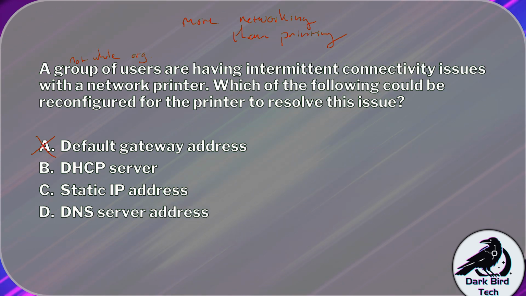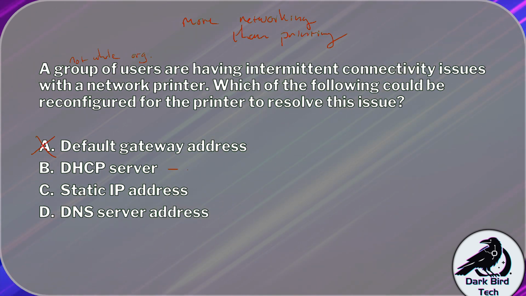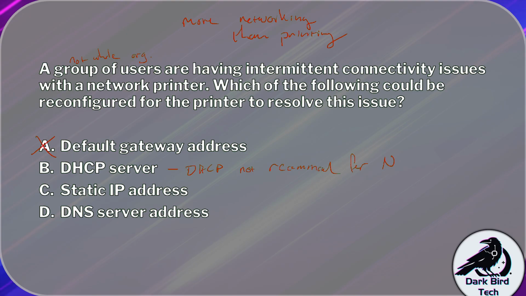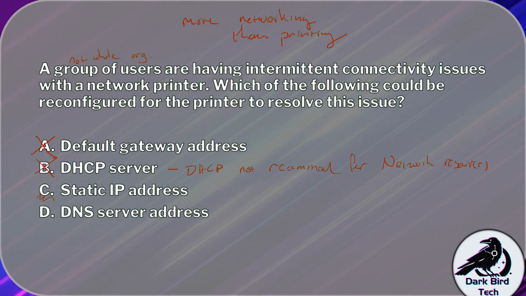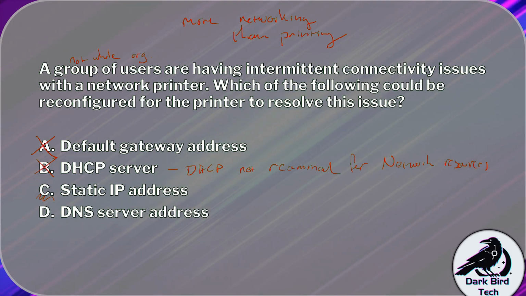Changing the DHCP server, this is not a recommended thing. We usually don't recommend that you assign IP address information to any sort of network resource via DHCP. So I don't think we're using the incorrect DHCP server, because you shouldn't actually be using DHCP. You should be using a static IP address. That way you have consistency.